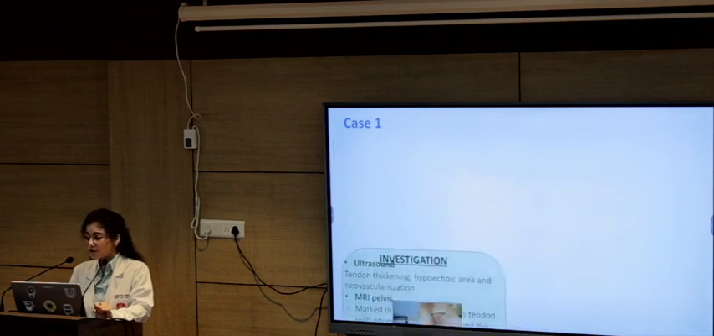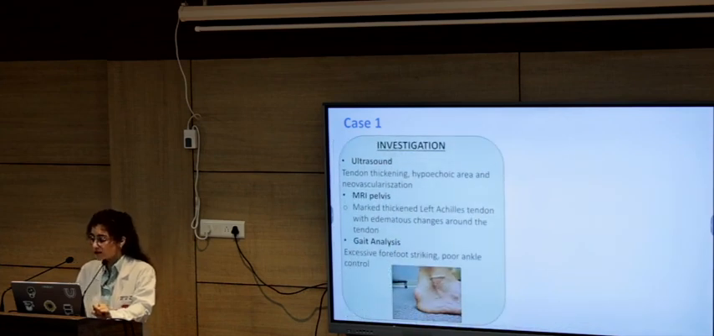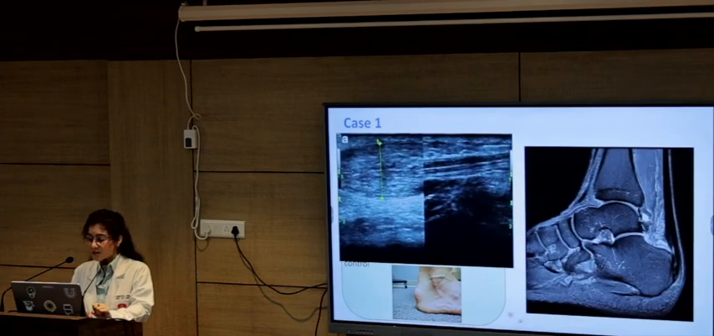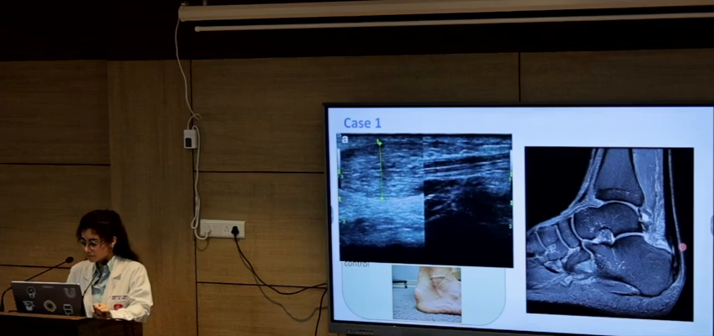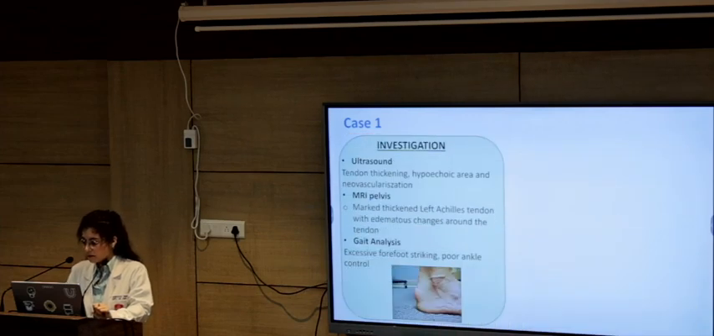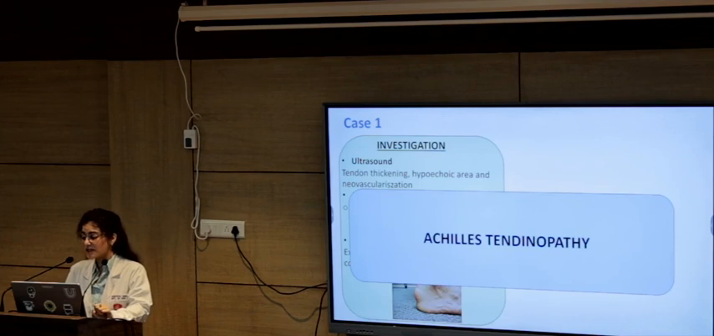So, on investigating, we found that ultrasound demonstrated thickening and rounding of the affected portion of the left Achilles tendon. As we can see here, this is the left one, and this is the comparative right side. On MRI, there was marked thickening and increased signal of the distal part of the Achilles tendon, consistent with tendinopathy, along with extensive edematous changes visible around the tendon, in keeping with peritendinitis. So the diagnosis here is Achilles tendinopathy, typically seen in runners and athletes.